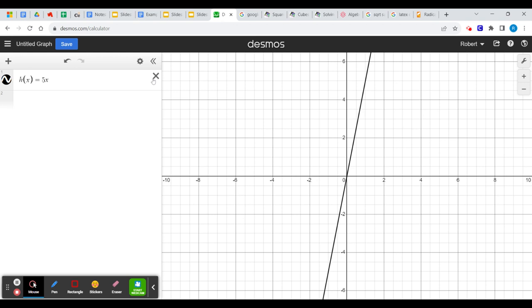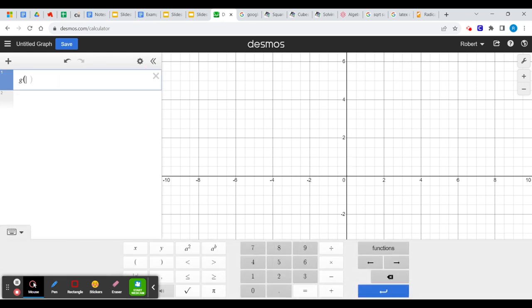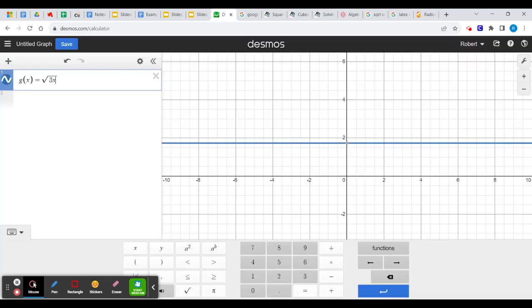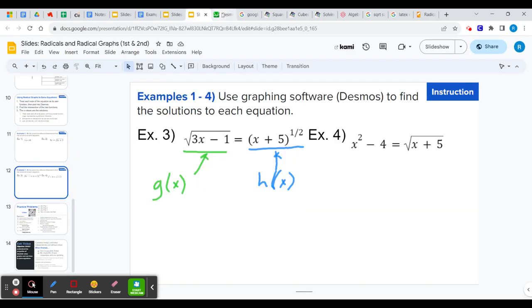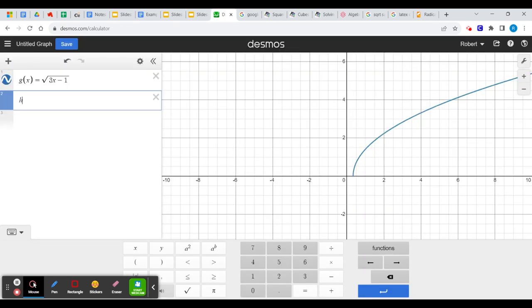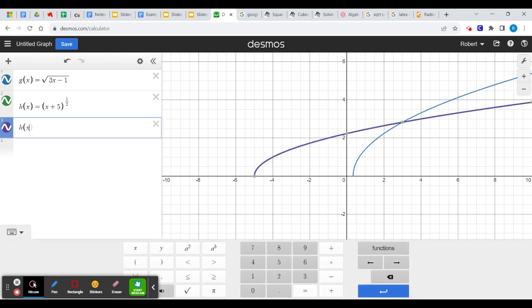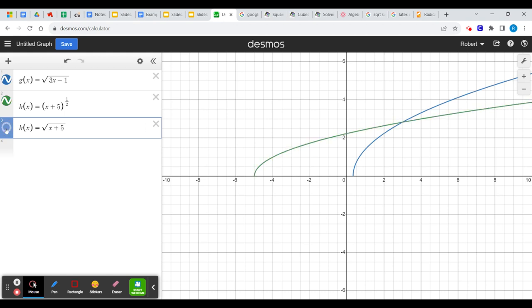All right. First thing I'll do is I'll throw my g of x together. G of x equals the square root of 3x minus 1. And we called the second equation h of x, and that is equal to x plus 5 to the 1/2 power. And I'm going to add one more version of this in here just to prove that the 1/2 and the root sign are the same. If I type in square root of x plus 5, notice how my purple and green graph are exactly the same. Just a quick little side comment there, but I'll delete that.